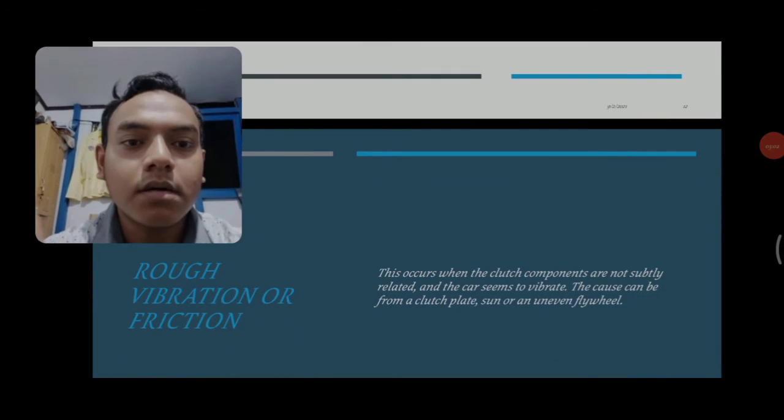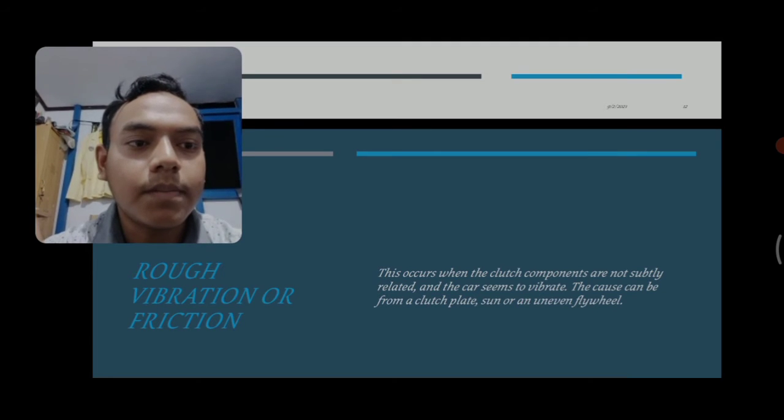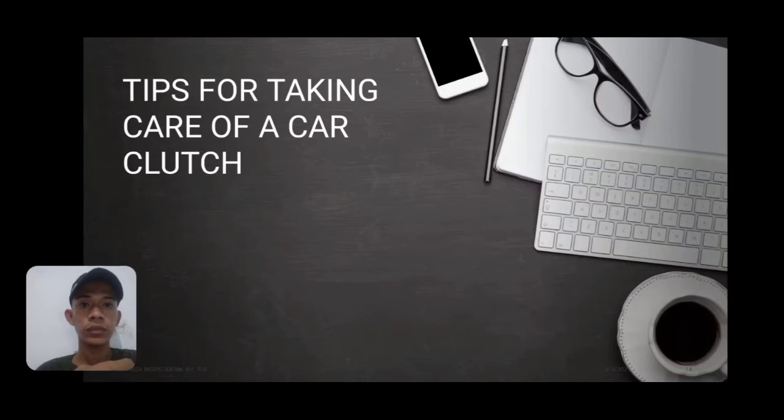Rough vibration or friction. This occurs when the clutch components are not smoothly related and the car seems to vibrate. The cause can be from a clutch plate, or an uneven flywheel. Tips for taking care of a car clutch.